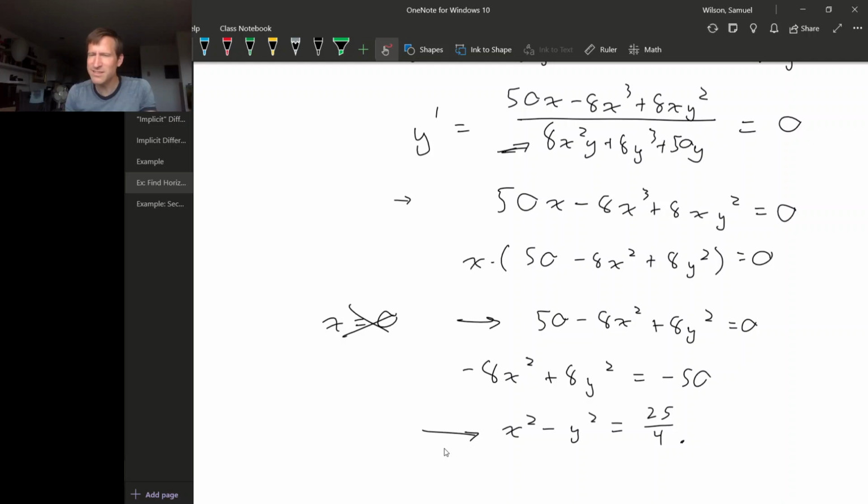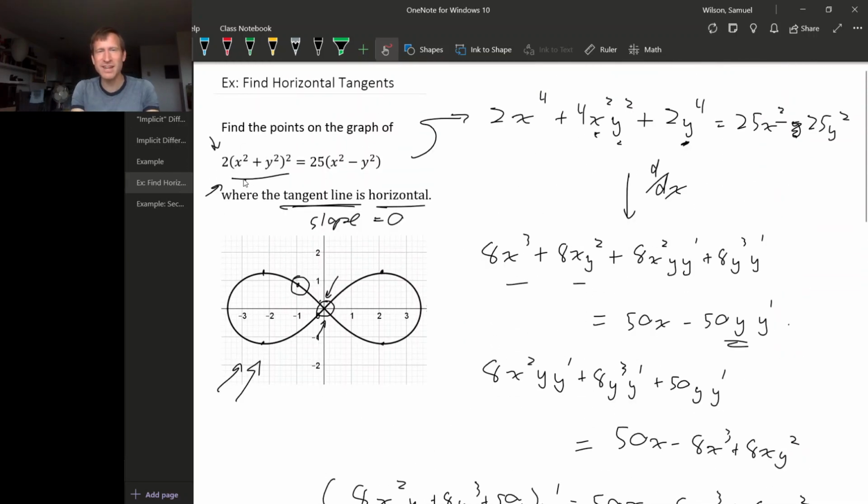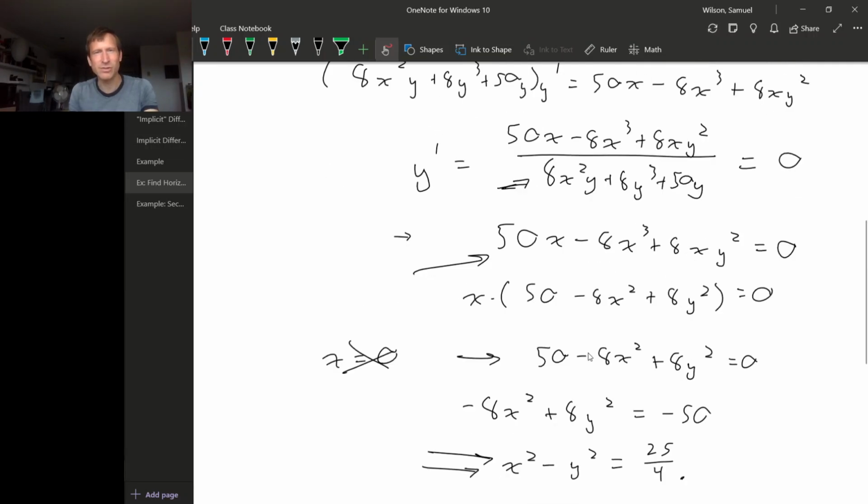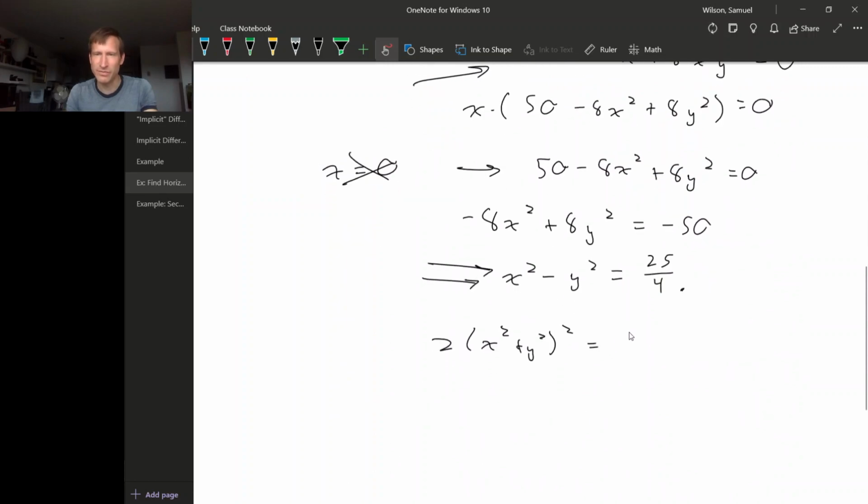And this doesn't give us just a single solution. So we have this equation where we're insisting that the slope of the tangent line be 0, and we get this whole graph's worth of solutions. But what we haven't done is add the condition that we're looking for points on the original graph. So this is one equation that we're trying to solve, but we need to simultaneously solve this equation up here. So 2 times x squared plus y squared, squared, equals 25 times x squared minus y squared.